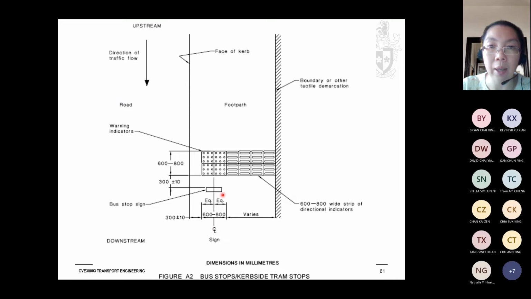Okay. And we see how this is being arranged. This is for bus stops or curbside tram stops. Okay, so traffic flow is in this direction. This is a road. This is a road. All right. So this is the footpath, and we put up directional indicators here, and you have warning indicators.